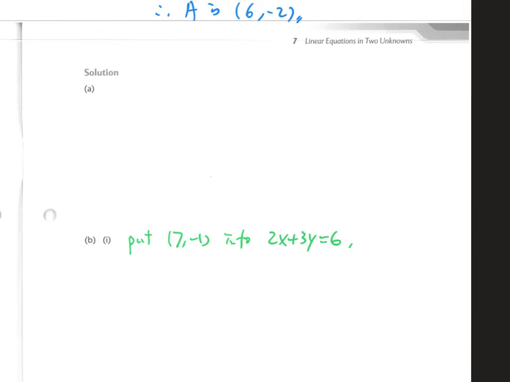Because you're asking yes or no, I need to check the left hand side and right hand side precisely. You have 2 times 7, 3 times minus 1. By calculator it is 11. Or simply you can say it's not equal to the right hand side. So that's why no. As the left hand side and right hand side are not matching each other, we say the point does not lie on the graph. I just simply say it does not. B2, I will leave it for you.